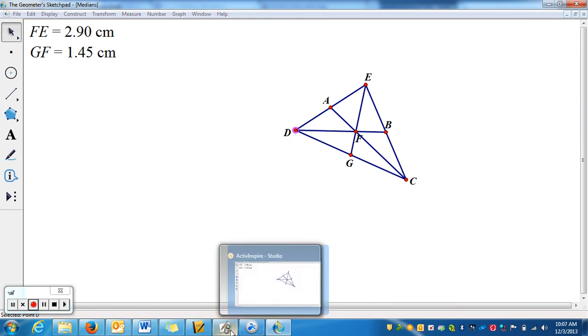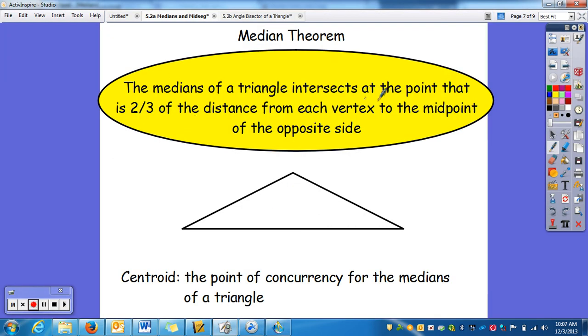Alright, so let's write this down in our notes. The median of the triangle intersects at the point that is 2/3 the distance from the vertex to the midpoint of the opposite side. It's really wordy, so let me show you what I mean by that. On this line is the point of concurrency, where all three medians intersect.